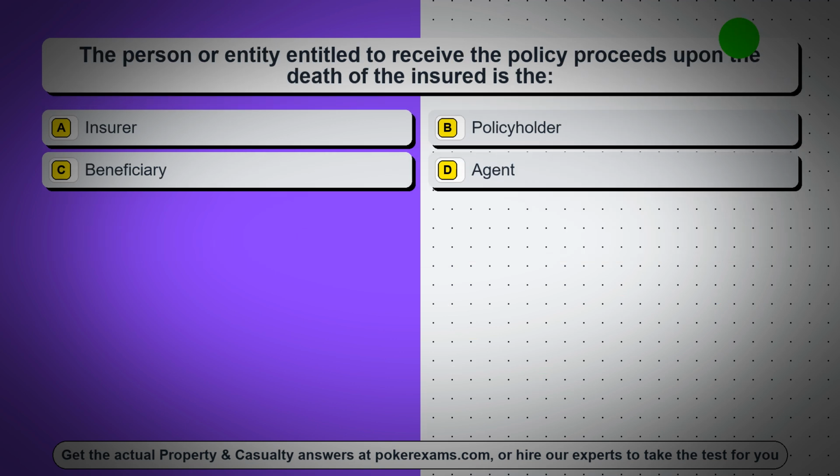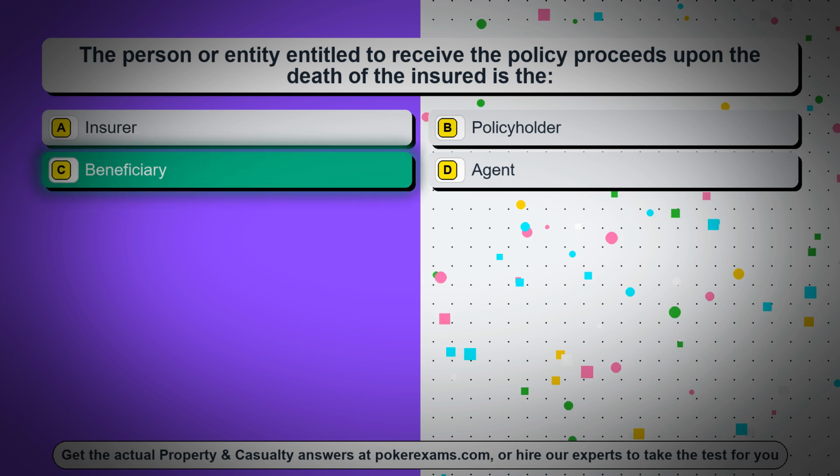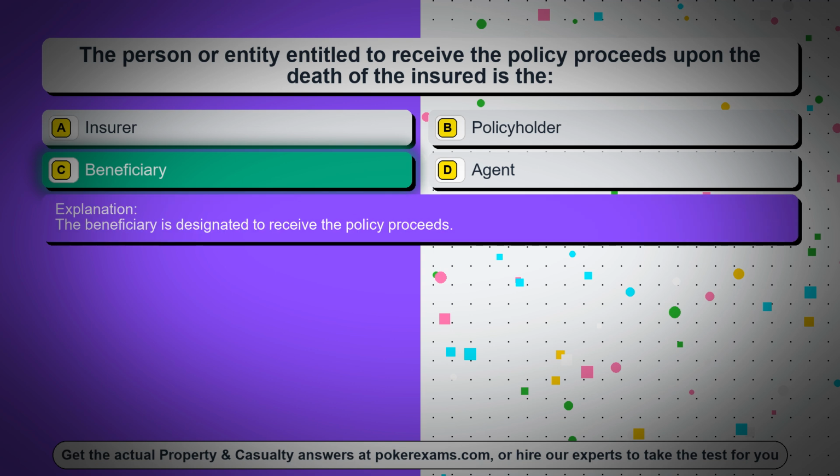Question 57. The person or entity entitled to receive the policy proceeds upon the death of the insured is the: option A, insurer; option B, policyholder; option C, beneficiary; option D, agent. The correct answer is option C, beneficiary. The beneficiary is designated to receive the policy proceeds.